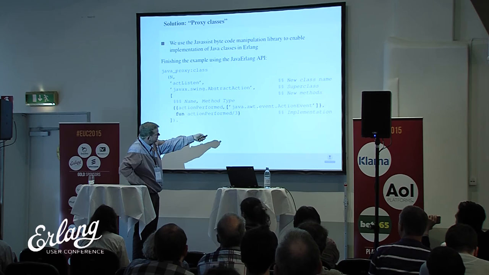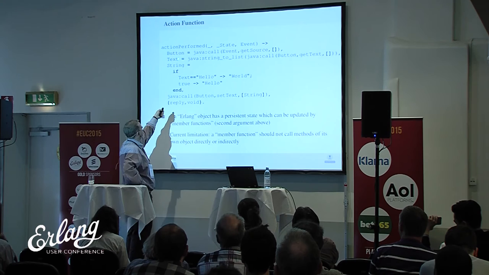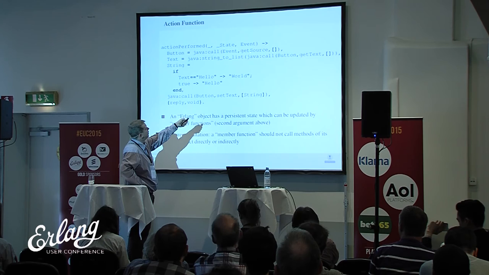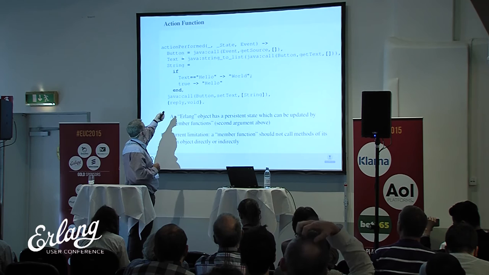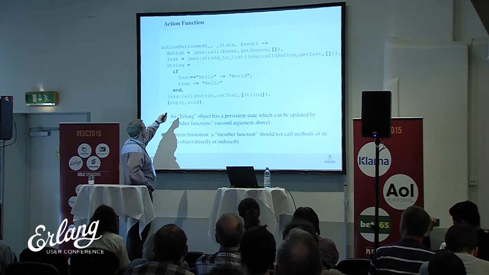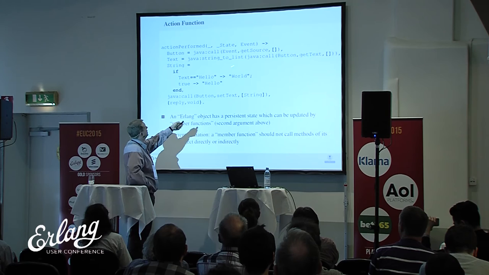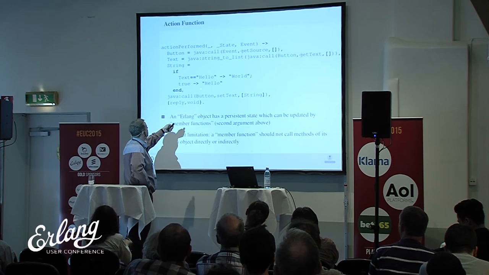So let's code the functionality down. The first thing we do, we look at the source of that event. There is a method called getSource for finding where the event originated. So hopefully this is the button, otherwise we're in bad trouble. We can dig out the text that was printed on the button, string to list, java call, button getText, etc. And we can analyze that text, say if the text was hello, we change it to world, and vice versa. And finally we call setText again on the button with the new value.